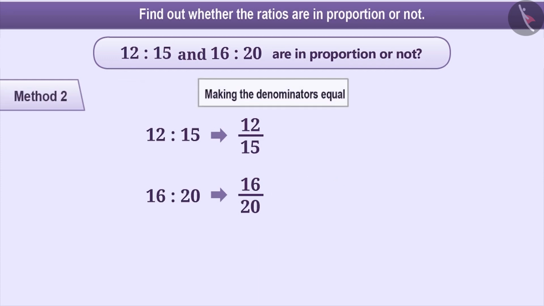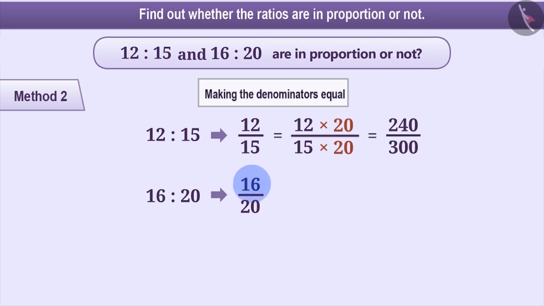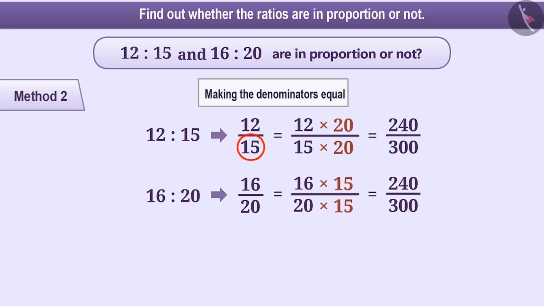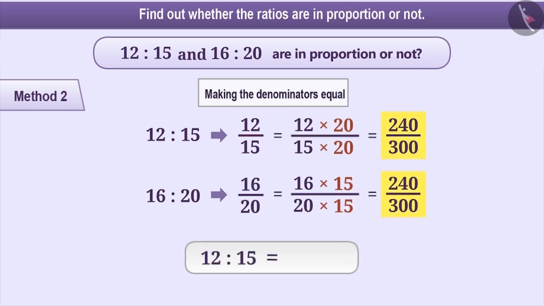To find out whether these two ratios are in proportion, we make their denominators equal. To do so, we multiply the numerator and denominator of one fraction with the denominator of the other fraction. For instance, if we multiply the numerator and denominator 12 by 15 by 20, we get 240 by 300. Similarly, if we multiply 16 by 20 by 15, we get 240 by 300. Since the fractions are equal in both cases, we can say that 12 is to 15 is equal to 16 is to 20.